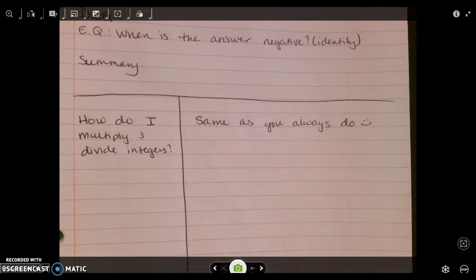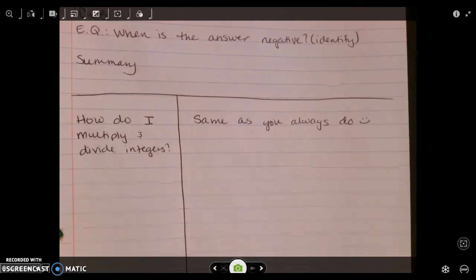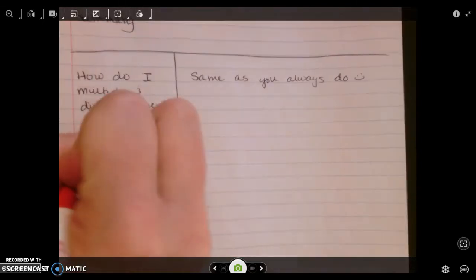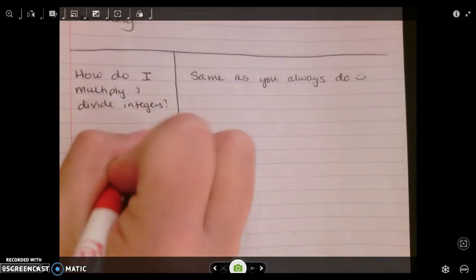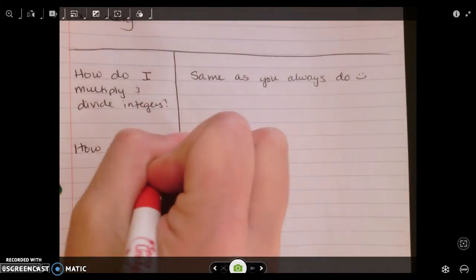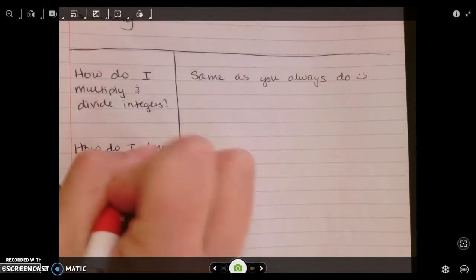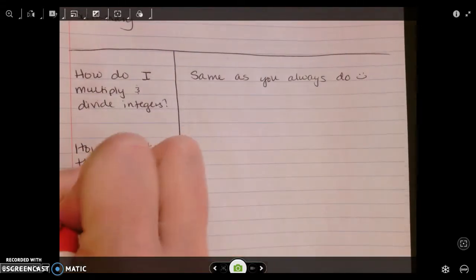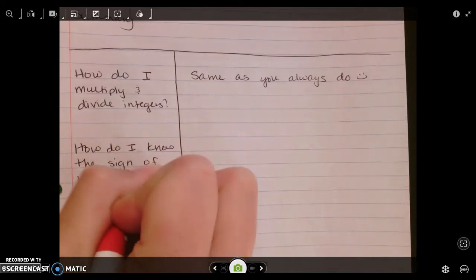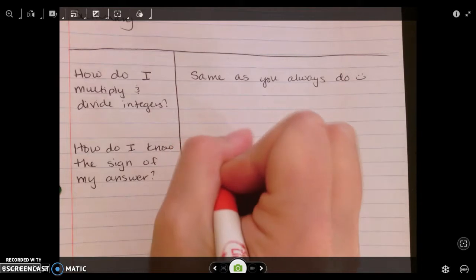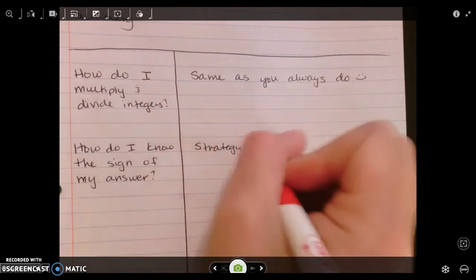The only key piece is to know when your answer is going to be negative versus when it will be positive. So I have a few strategies for you. So how do I know the sign, meaning positive or negative, of my answer? And I have two strategies for you. So strategy number one is the triangle.